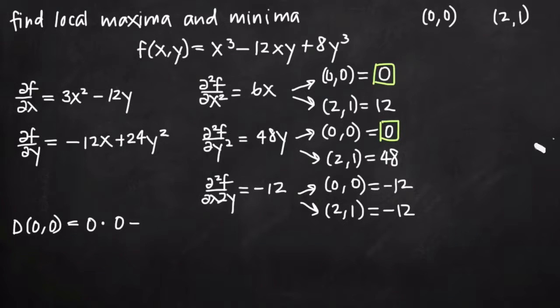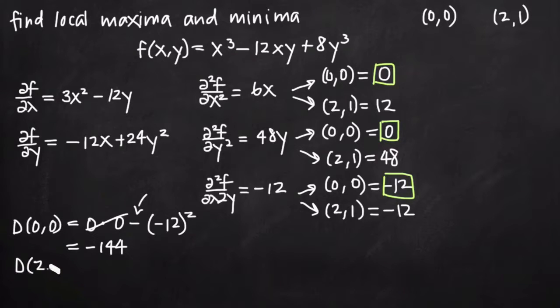Then we subtract the mixed second order partial derivative evaluated at the critical point, which was negative 12. We take that negative 12 value and we square it. So that's our formula. Second order partial derivative with respect to x times second order partial derivative with respect to y minus the square of the mixed second order partial derivative. And when we simplify this, obviously we get 0 here. Negative 12 squared gives us a positive 144, but we have this negative sign out in front here, so we get minus 144. That's the value of D at the critical point 0, 0.